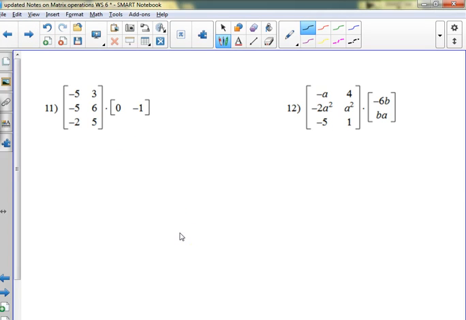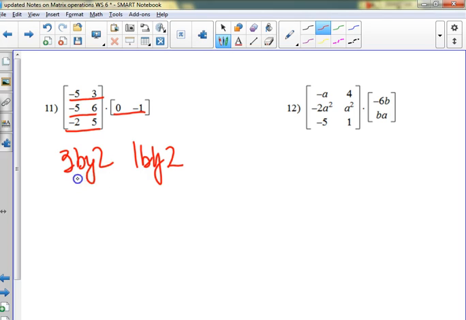So number 11, what size is this? Yeah, I literally have to underline the rows because otherwise I'll do it backwards. This is a 3 by 2. This is a 1 by 2. So in the order they're written, can I multiply them? No, actually, if I switch the order, I still wouldn't be able to multiply them, right?